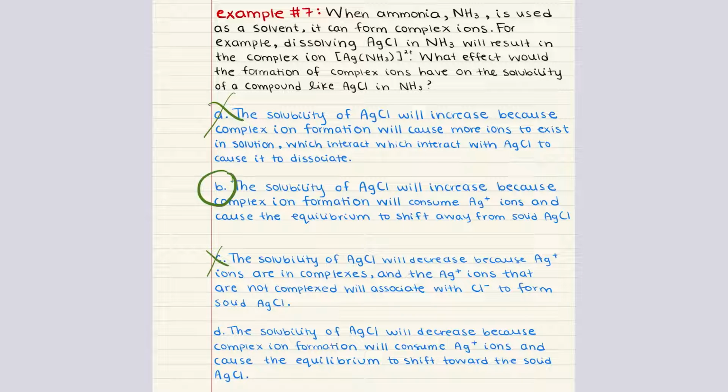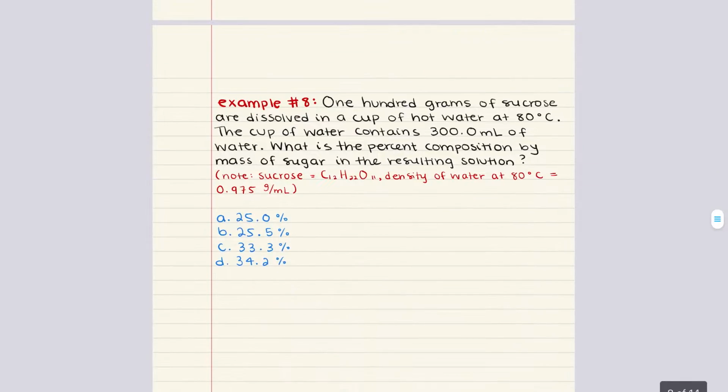Answer choice D says the solubility of silver chloride will decrease because complex ion formation will consume silver ions, and this causes the equilibrium to shift toward the solid silver chloride. Now, this option is incorrect because it states that the solubility will decrease due to the consumption of silver ions, and that's going to cause the equilibrium to shift towards forming silver chloride, when actually the equilibrium shifts to dissolve more silver chloride. And so option D is also incorrect. The correct answer to problem 7 is B. Moving on to problem 8.